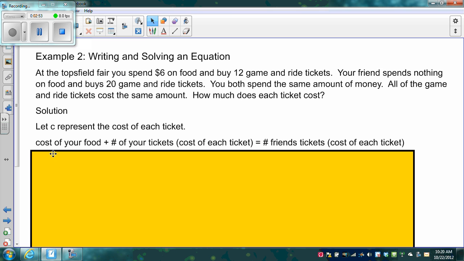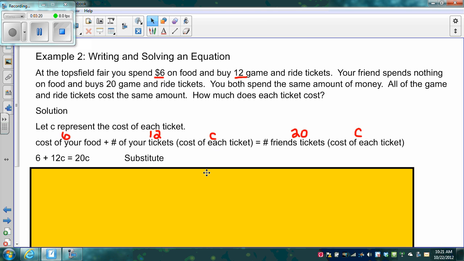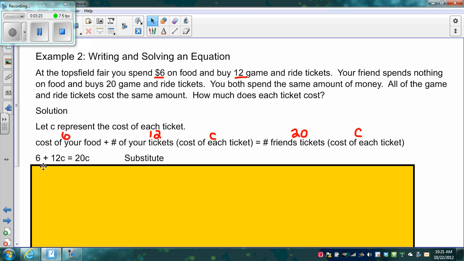So in this case, the cost of your food, which was the $6, plus the number of your tickets, 12, times the cost of each ticket, which we're using as C, is equal to the number of your friend's tickets, which he bought 20, times the cost of each ticket there. So now we can make this into a real equation by substituting. So 6 plus 12c equals 20c. And now we just need to solve for c.